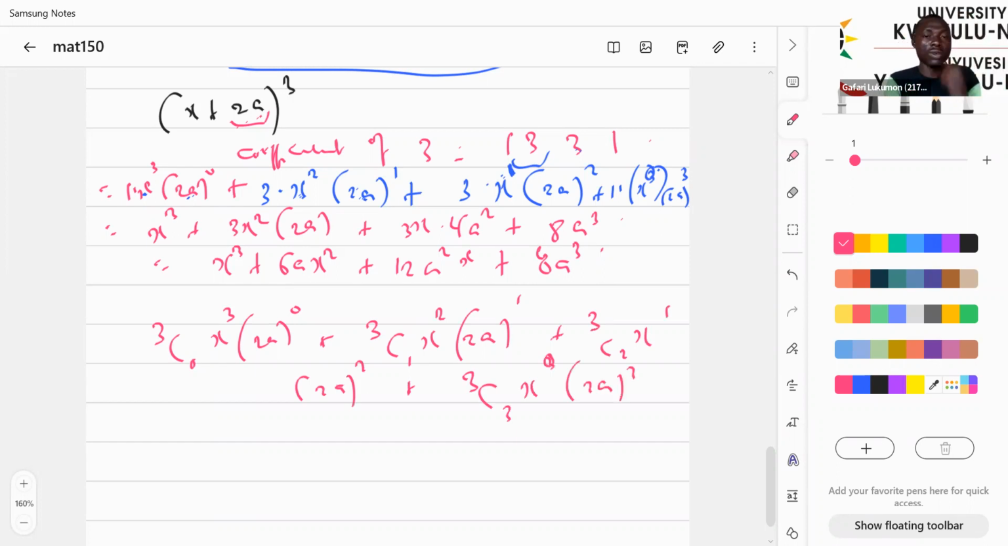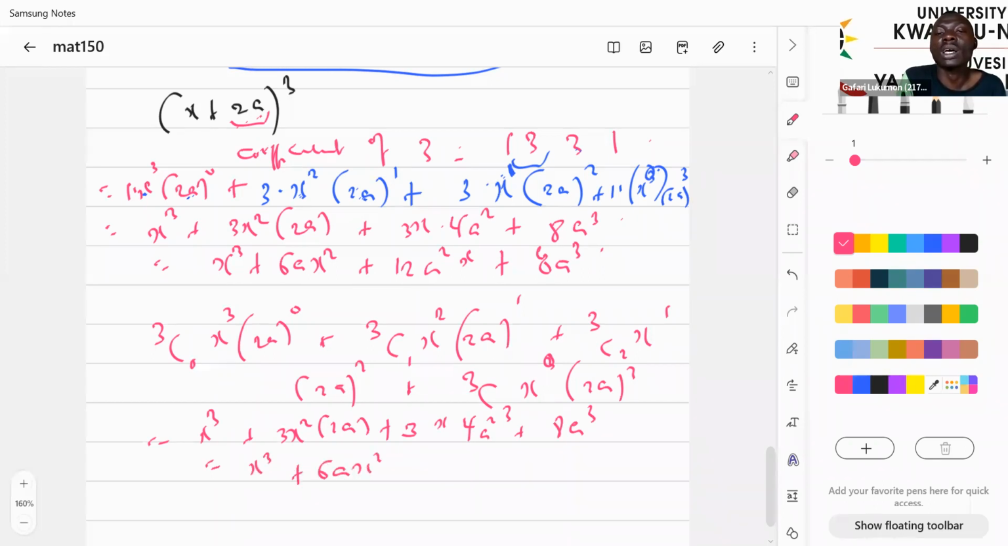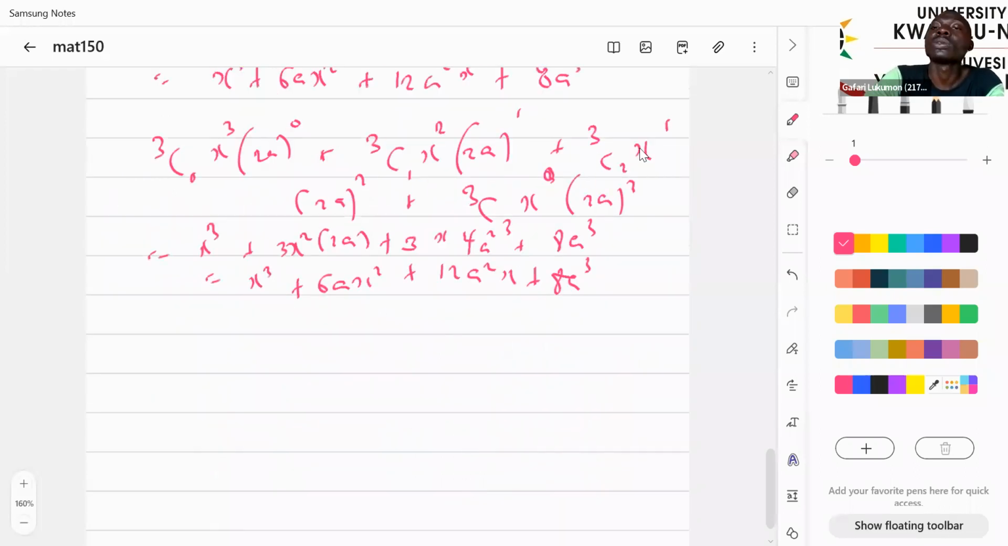So if you check it very well, you will see that this one will give me 1. You have s cubed plus 3 s squared multiplied by 2a. So 3 combination 2 is also 3. Then you have 3s, 4a squared, then plus 8a cubed. That will now give me s cubed plus 6s squared a plus 12a squared s plus 8a cubed. Can you see it is the same thing? That's how you can use Pascal's triangle.